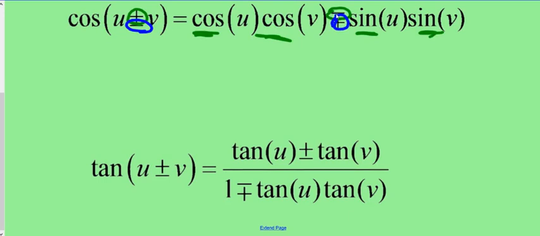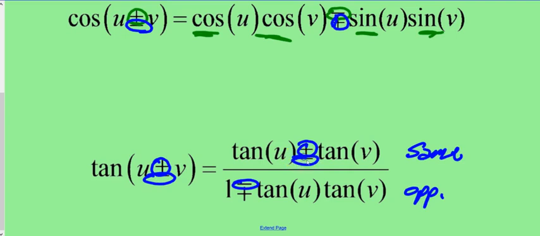For tangent, if you're adding two angles, all right, notice you're going to add up top, but you're going to subtract down below. So you have the same sign up top, but the opposite sign down below. And then if it's minus, same thing. You subtract up top, add down below.